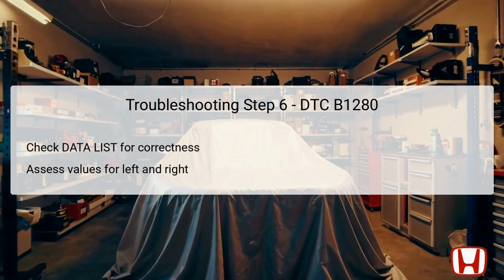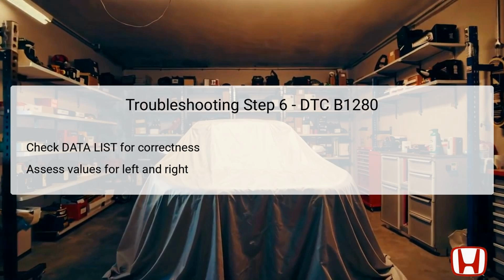In this step, you will check the data list values when the turn signal switch is in both left and right positions. Specifically, when activated to the left, the expected readings should show left on and right off, and vice versa when the switch is engaged to the right.